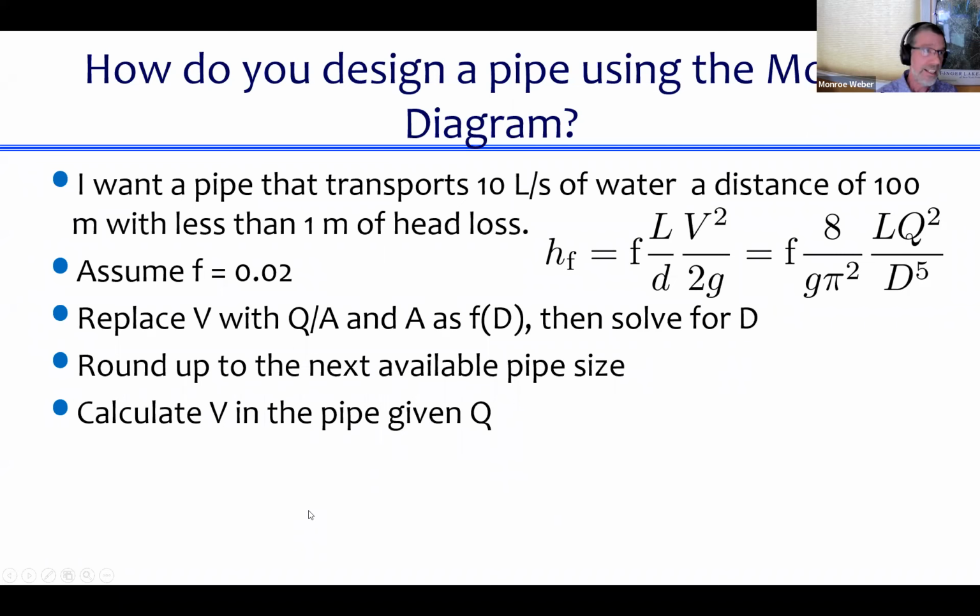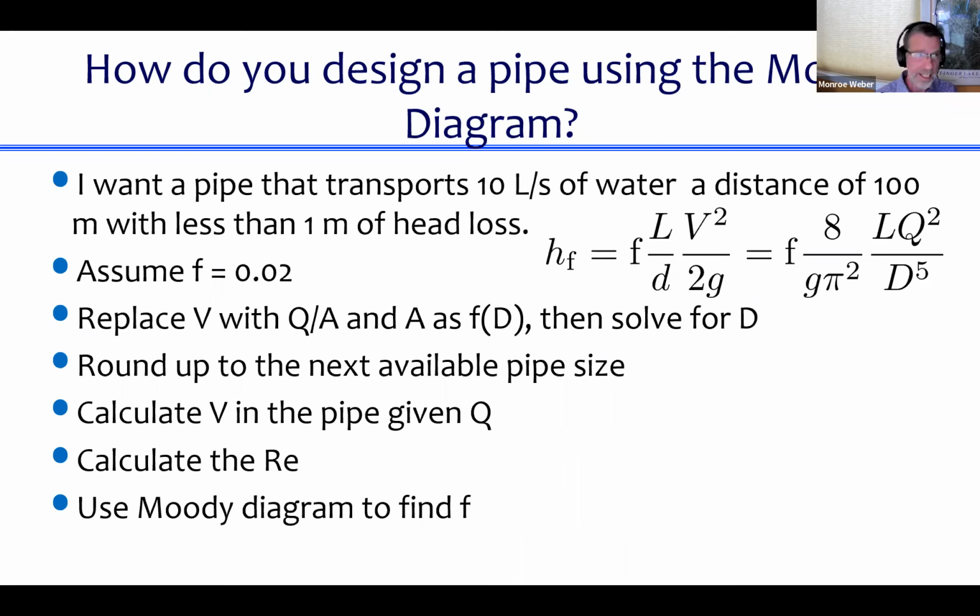And then I can calculate the actual V in my pipe, given that flow. And I can then take that and calculate the Reynolds number. So I got the V, given the actual pipe that I have and the flow that I'm forcing through it, 10 liters per second. I calculate the Reynolds number, and then I can go back to the Moody diagram and find F. And because I started with an estimate, I go around in a circle and I just keep on looping until it converges.